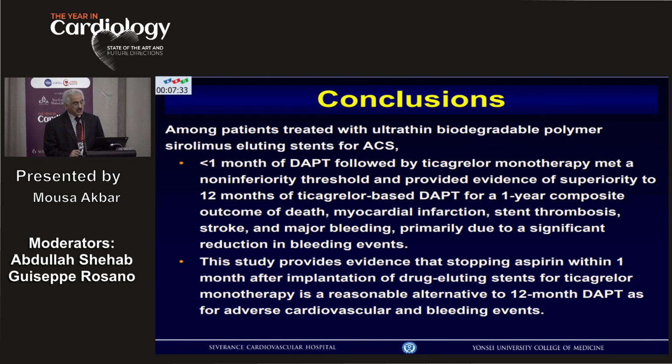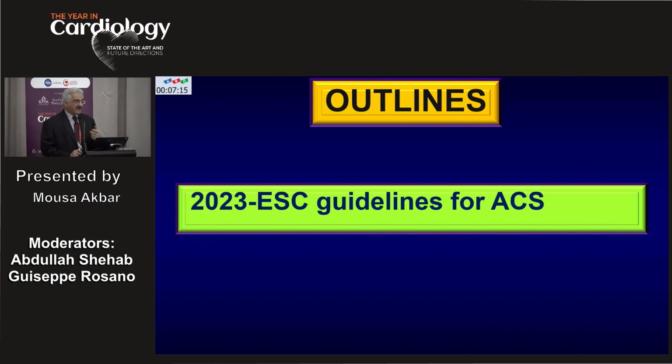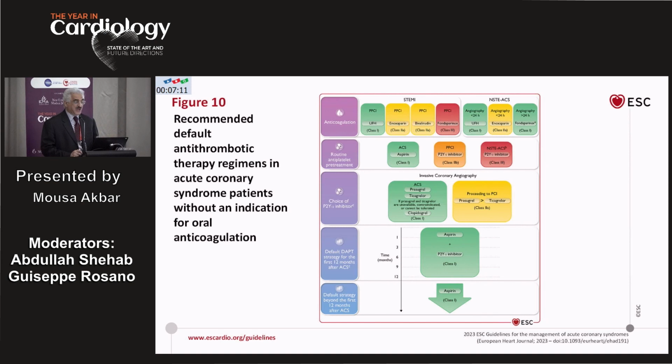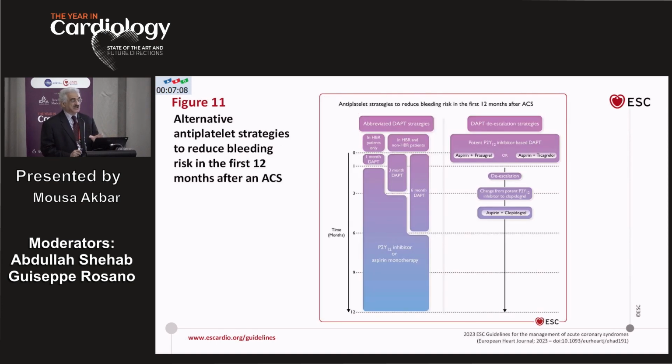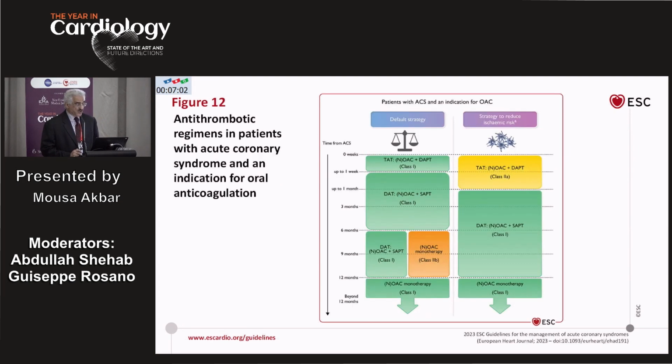And this study could provide evidence that stopping aspirin within 1 month after implantation may be a reasonable alternative to the longer duration, particularly in a patient deemed to be at very high risk of bleeding, particularly with a previous history of bleeding. The American guideline has been mentioned many times. No need to go over it, but just to let you know, the guidelines were in August. The TPAS was in October.